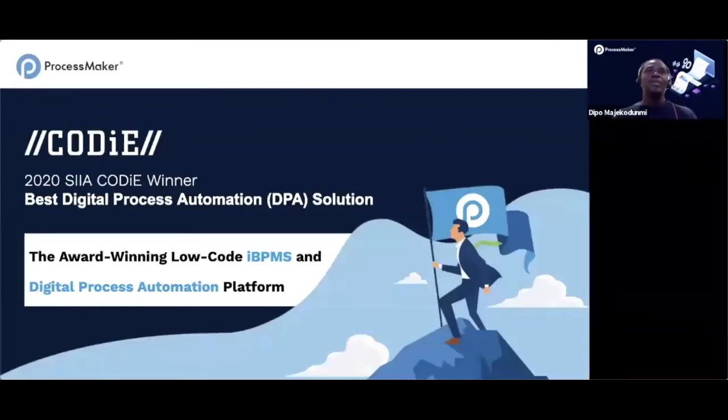So what's ProcessMaker? Well, as you all know, we are an award-winning low-code IBPMS and digital process automation platform, and we're very excited about our most recent award. We're awarded the best digital process automation solution by Cody for 2020, and that for us is validation of our product vision that we're on the right track in building a low-code platform that allows business users and non-technical users and even technical users to rapidly deploy solutions, process applications within the organization.